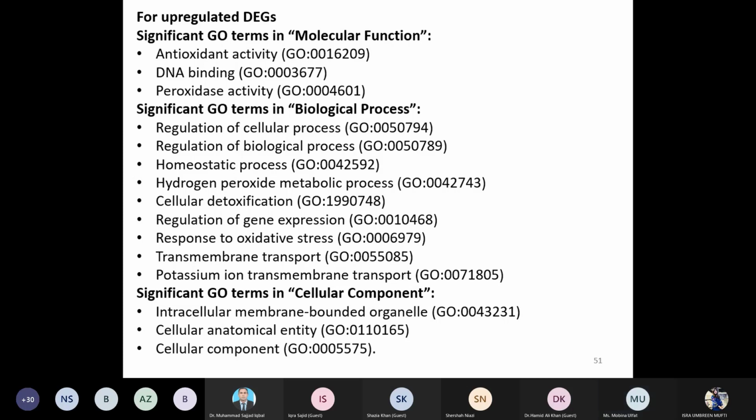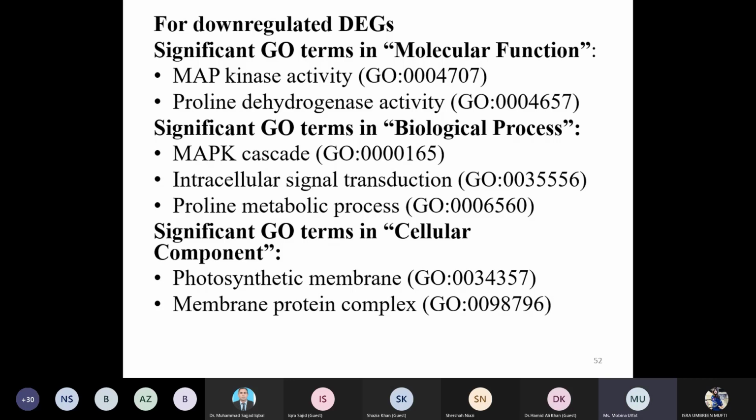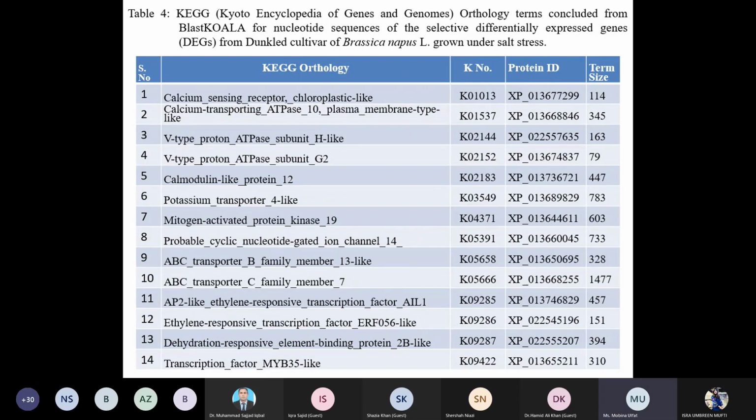Similarly, the downregulated terms also included MAP kinase activities and proline dehydrogenase activities in molecular function. In biological process, the MAPK cascade, intracellular signal transduction, and proline metabolic process were observed to be downregulated. Then in cellular component, photosynthetic membrane and membrane protein complex were downregulated. These were the K numbers assigned to different protein IDs of the corresponding sequences related to our transcriptome data.